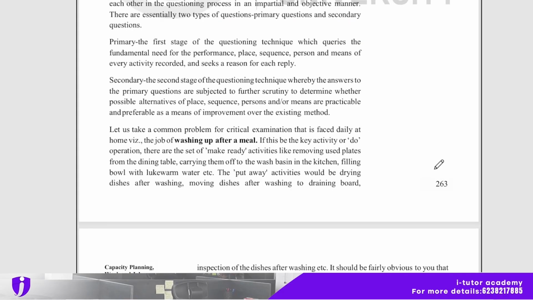Primary is the first stage of the questioning technique, which queries the fundamental need for the performance, place, sequence, person and means of every activity recorded, and seeks a reason for each reply. And secondary is the second stage of the questioning technique, whereby the answers to the primary questions are subjected to further scrutiny to determine whether possible alternatives of place, sequence, person and/or means are practicable and preferable as a means of improvement over the existing method.